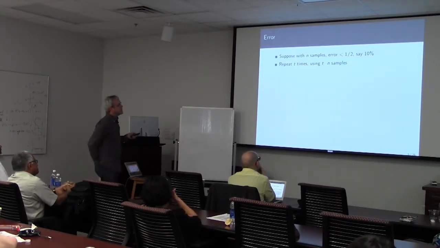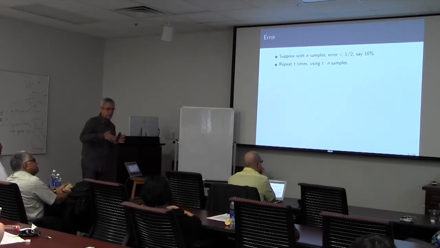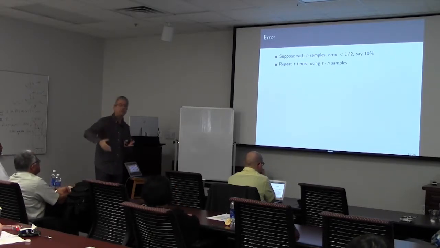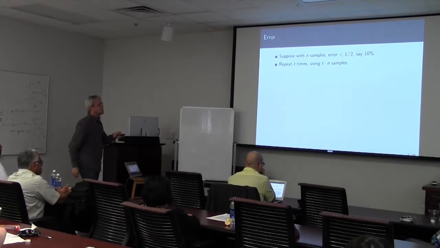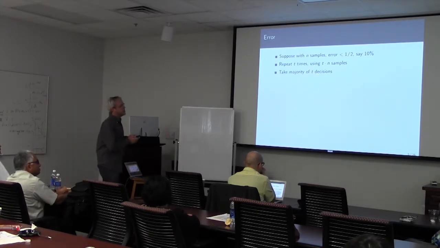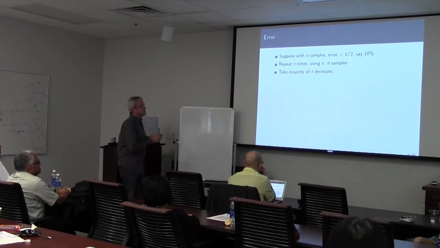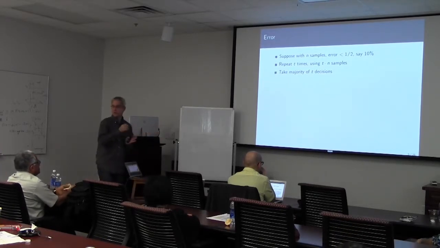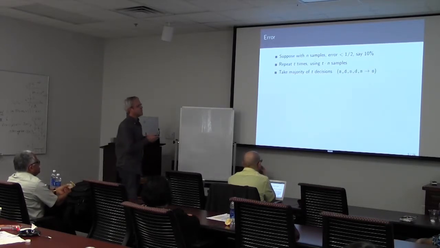Then what we can do is we can take these n samples and repeat the test t times. So we just take t times as many samples. We'll be using t times n samples. And then we take a majority of these t decisions. For every one of those t blocks, we make a decision, same or different, and we take the majority. So for example, if the decisions that we got were same, different, same, different, same, then we say the majority is the same.